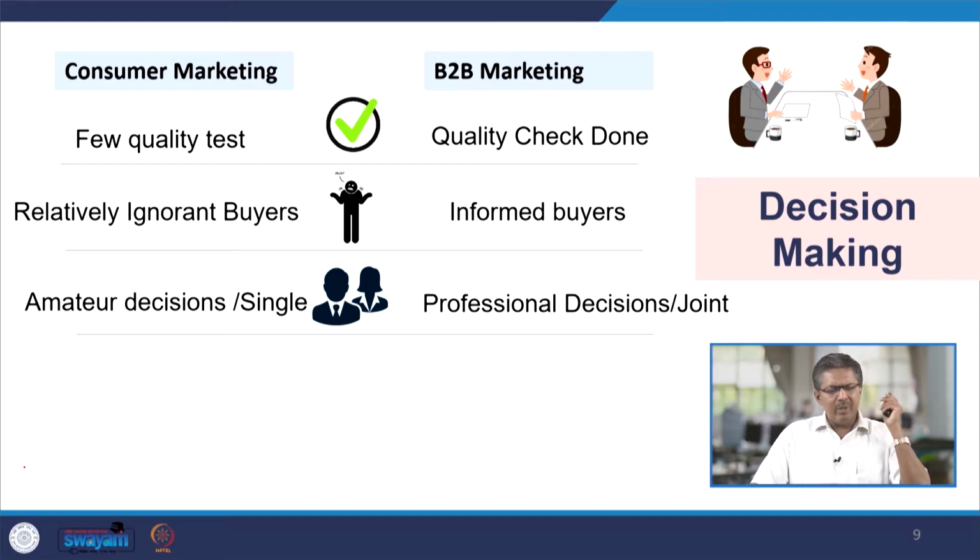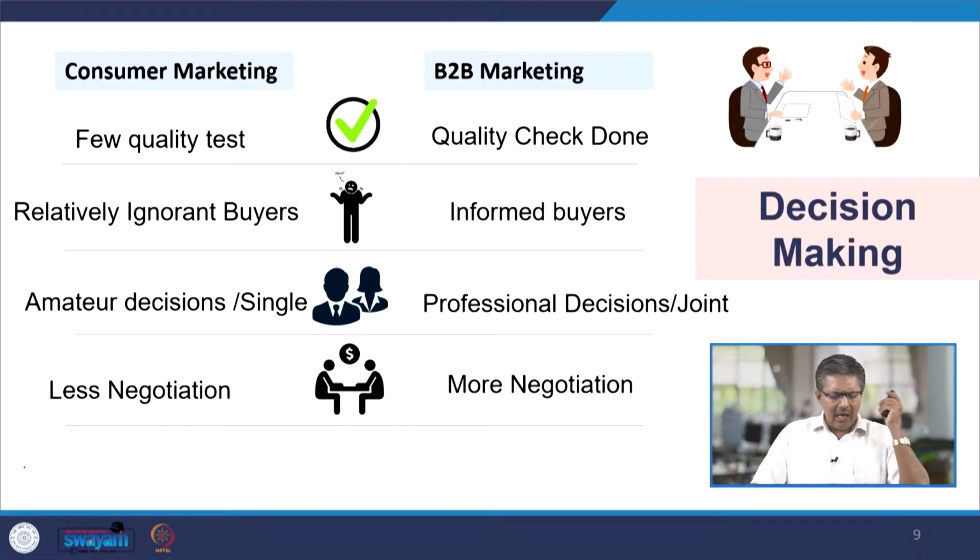In the consumer market, decisions are largely amateurish and a single person takes the decision. For example, in your house, the lady of the house takes the decision. But in B2B marketing, it is mostly a joint, professional decision-making attempt. There is hardly any negotiation in B2C products, but there is a lot of negotiation in B2B products. Why?